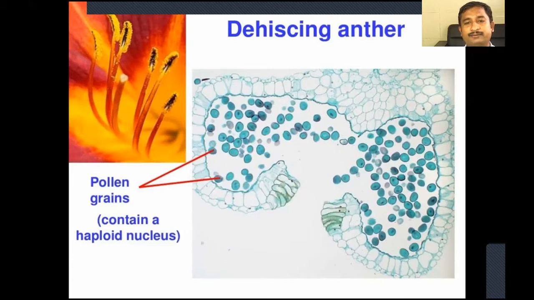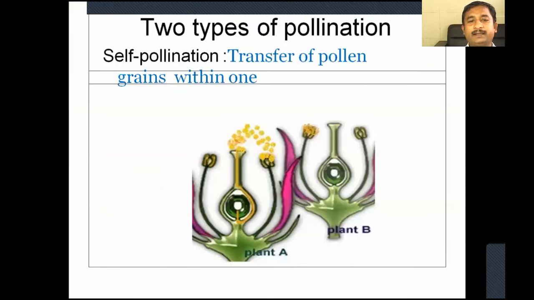For example, take any other crop where the diploid has 28 chromosomes. In the haploid state, it contains 14 chromosomes. Okay. And this is the typical case: there is a plant A and there is a plant B. And this is how self-pollination or cross-pollination can be defined.